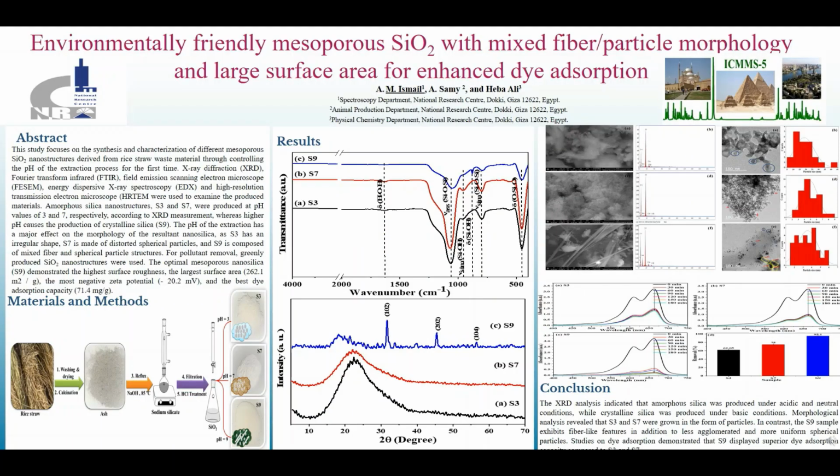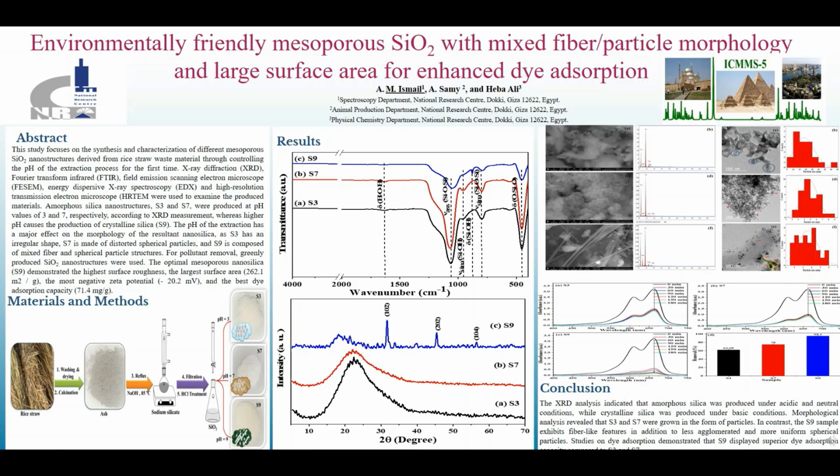My poster is entitled Environmentally Friendly Mesoporous Silicon Oxide with Mixed Fiber Particle Morphology and Large Surface Area for Enhanced Dye Adsorption. Rice straw is made up of hemicellulose 19 to 27%, cellulose 32 to 47%, lignin 5 to 24%, and ash 13 to 20%, which are all agricultural waste.